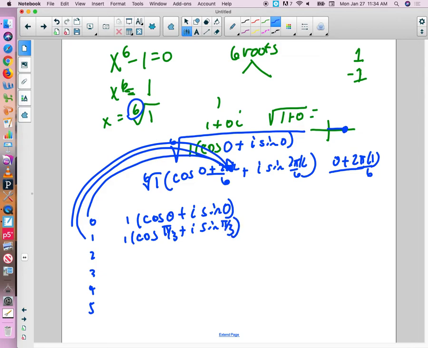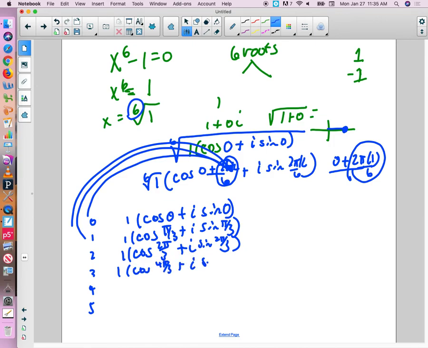If you want to move a little faster, we realize that we keep adding pi over 3's. It's like you're adding the period to it when we were solving trig equations. So we're adding every pi over 3 that it repeats itself. If we have pi over 3 and pi over 3, this next one's 2 pi over 3. And then if we add pi over 3, we get 4 pi over 3. Another pi over 3, we get 5 pi over 3.